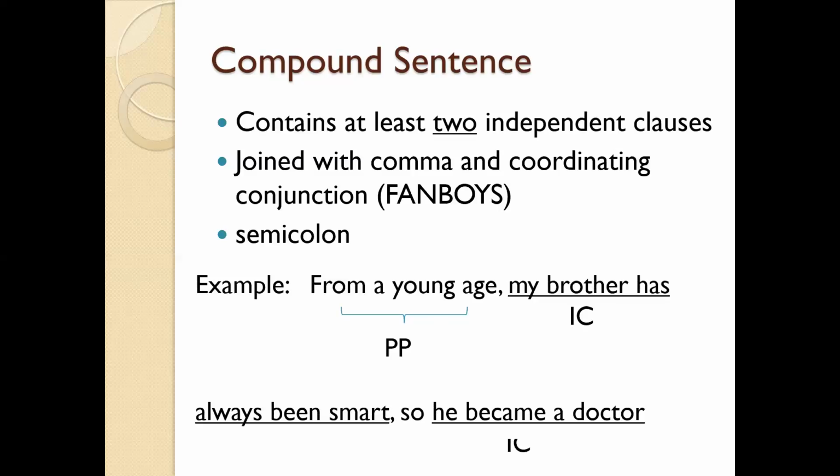Here's an example. From a young age, which that's a prepositional phrase, my brother has always been smart. That's the first independent clause. So he became a doctor. That's the other independent clause. So it's got two independent clauses, so it's considered a compound sentence.